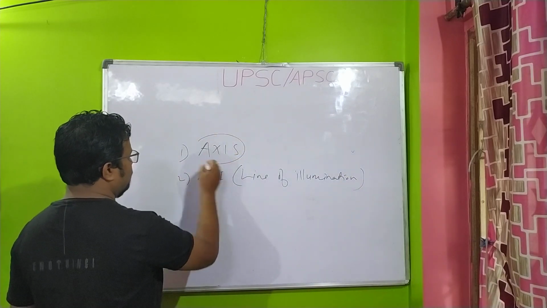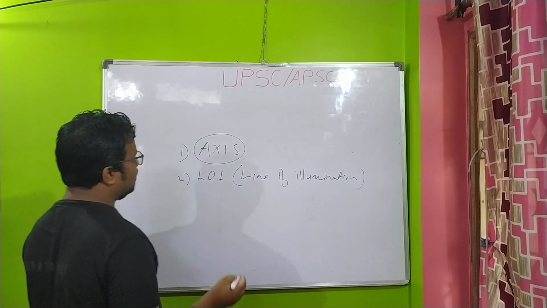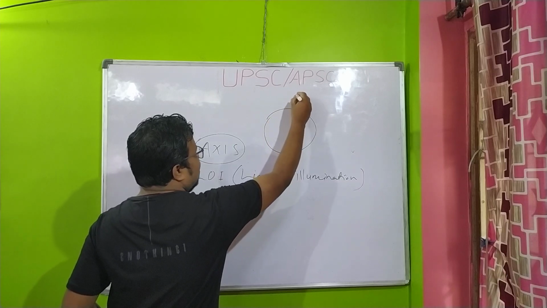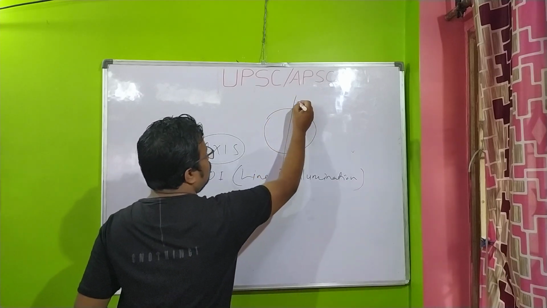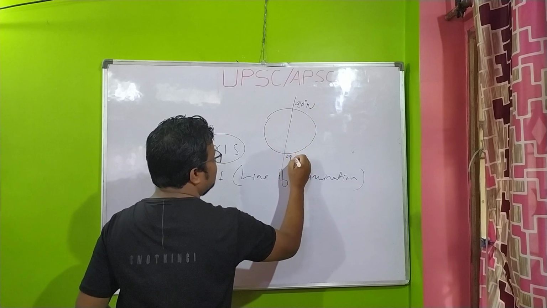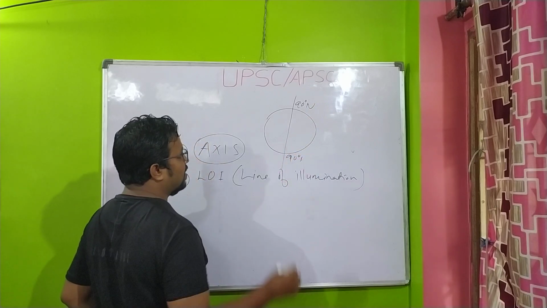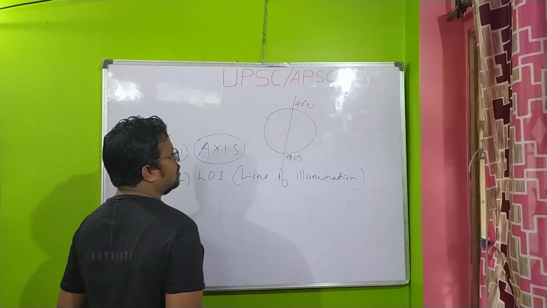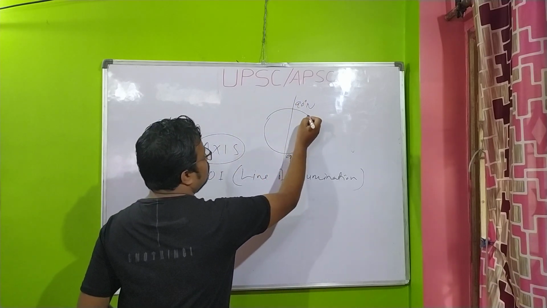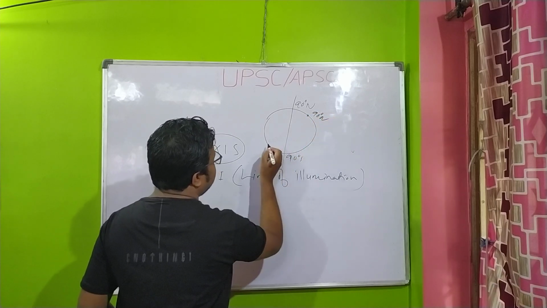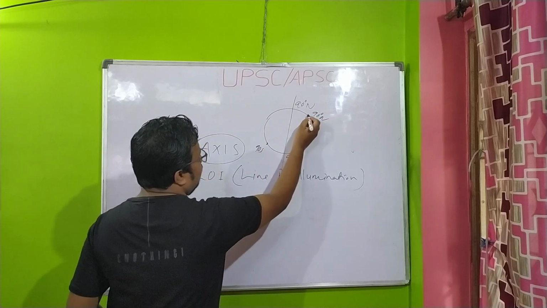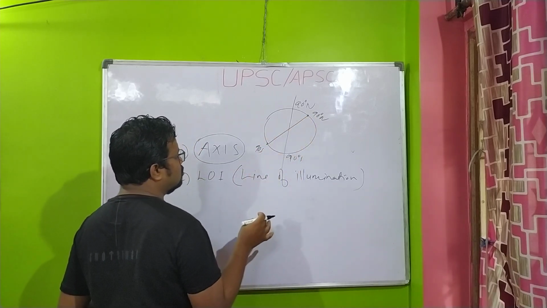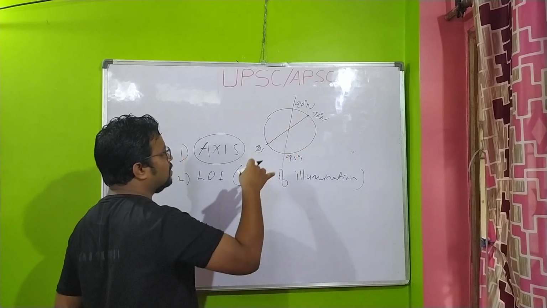What is axis? I already told in the first class, axis is nothing but an imaginary line which connects what? 90 degree north to 90 degree south pole. Now let us suppose the 90 degree north is shifted to here and 90 degree south is shifted to here. Can it be the axis? Yes, it will also be an axis, because it is connecting 90 degree north to 90 degree south.